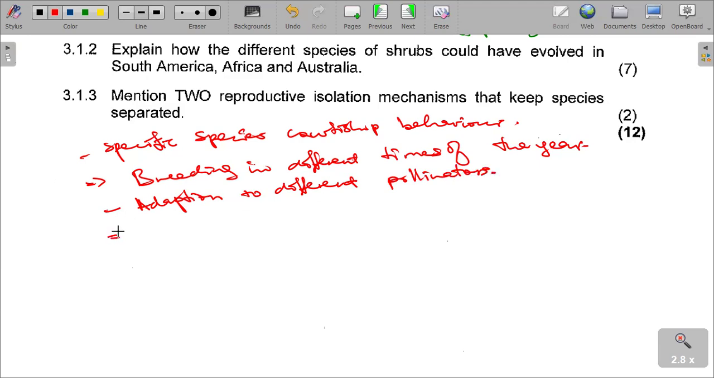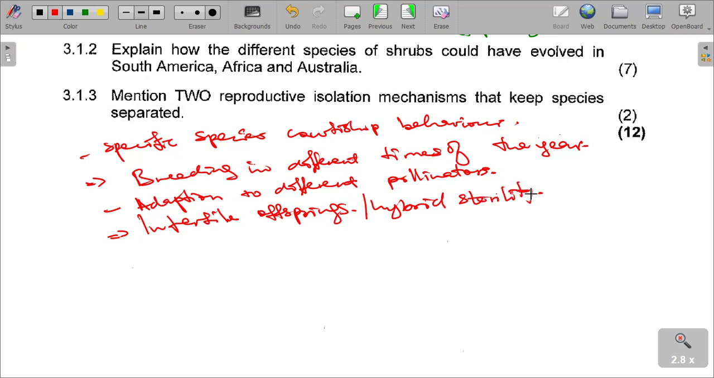There is also another reason which we can finally say, infertile offspring, which is sometimes also called hybrid sterility. Some books will put it like that. So these are the different reproductive isolation mechanisms that can keep species separated. Let's quickly check the next question.